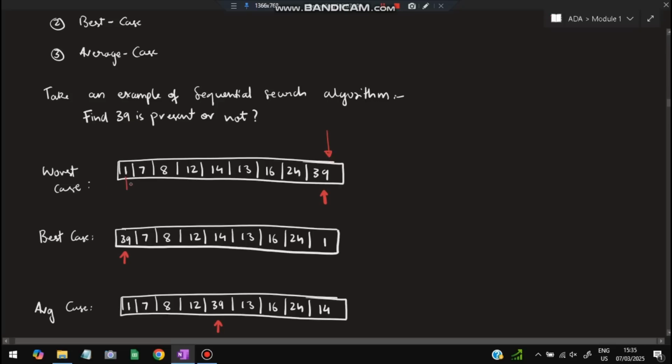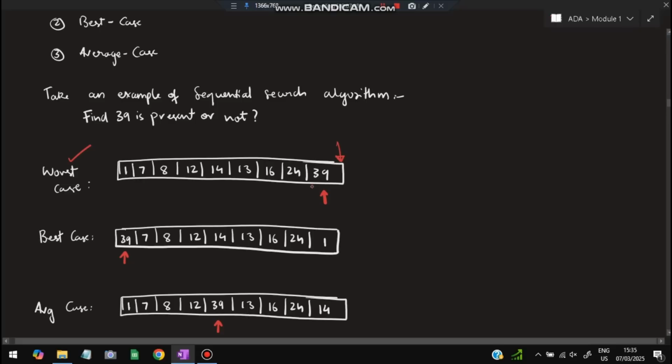Why? Because I'll check this, then check this, then check this, till the end I will check, then I will get this. See how many checks have been done, how many resources were used, how much computational power has been used, and how much time was taken for each of these searches. Then we finally got the answer. That is the worst case. Okay, worse than this can't happen, because this is the end point.